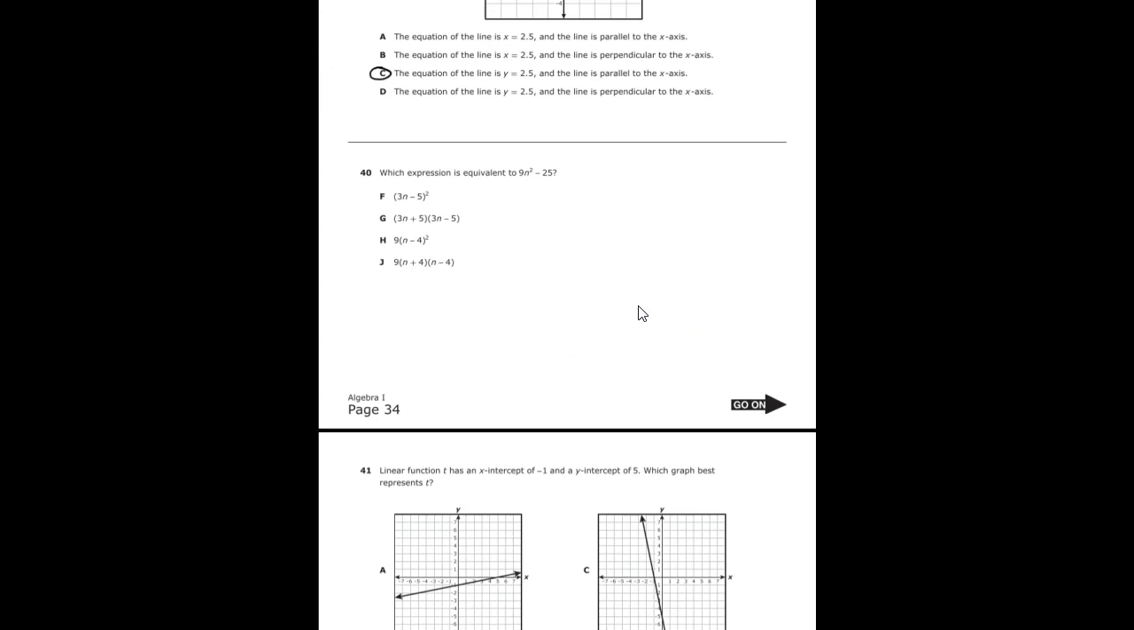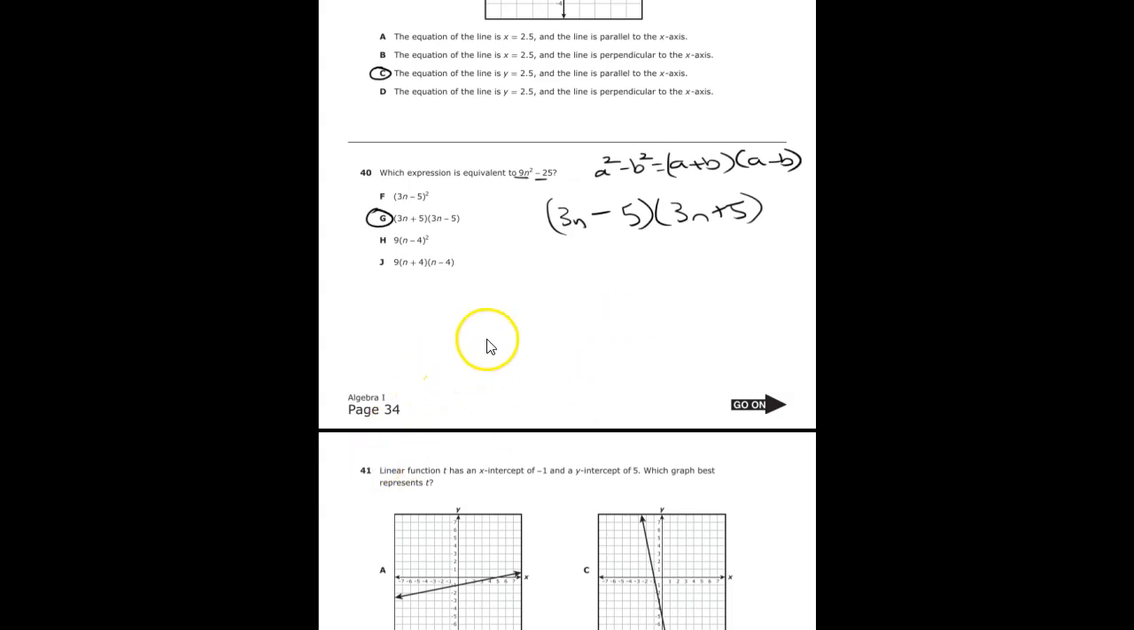Which expression is equivalent to 9n squared minus 25? This is the difference of two squares. We have a squared minus b squared equal to a plus b multiplied by a minus b. So the square root of 9n squared is 3n. The square root of 25 is 5. So let's do this here: 3n plus 5 multiplied by 3n minus 5.